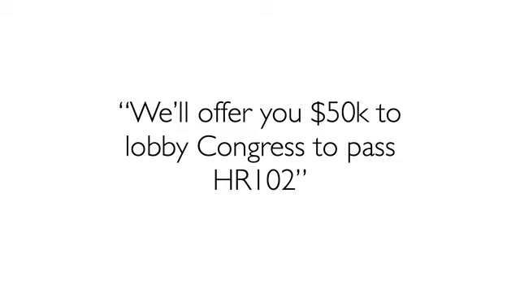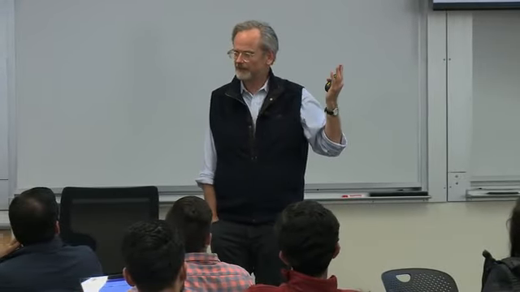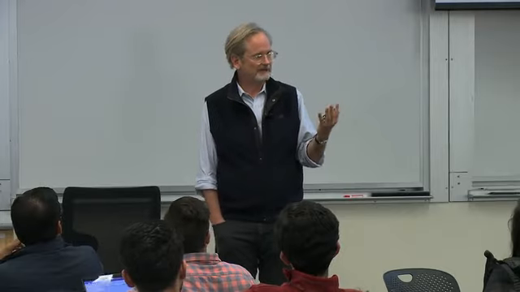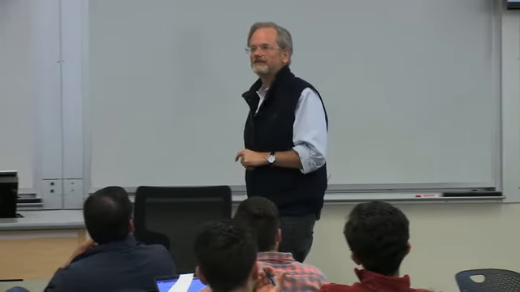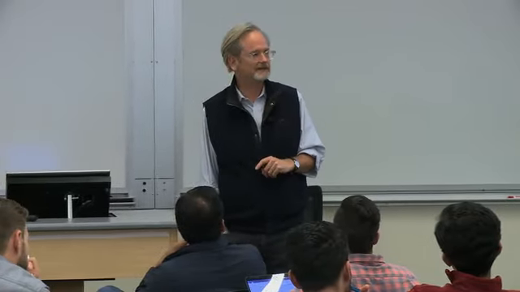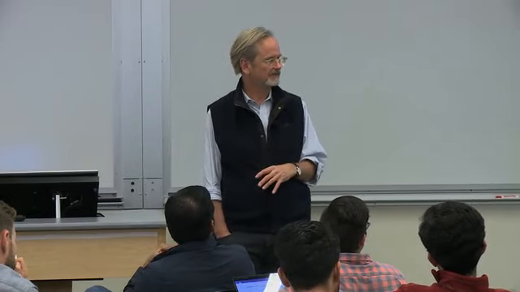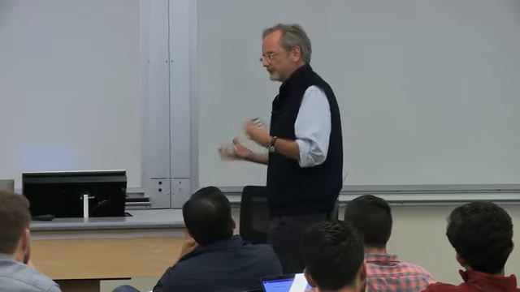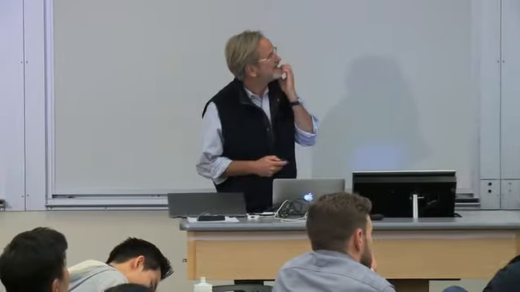Here's another contract. We'll offer you $50,000 to lobby Congress to pass H.R. 102. This contract looks pretty normal to us. You can imagine lobbyists have a contract like this all the time. In fact, in the middle of the 19th century, the Supreme Court ruled this contract was an illegal contract. You weren't allowed to hire people to lobby Congress. So again, the background norm of what is appropriate or not for the contract controlled what type of contracting was allowed. Okay, so that's about the type of contracts, but then think about the terms of contract.